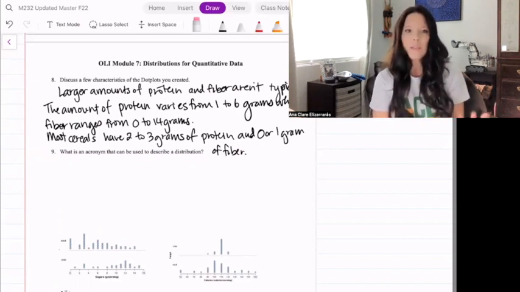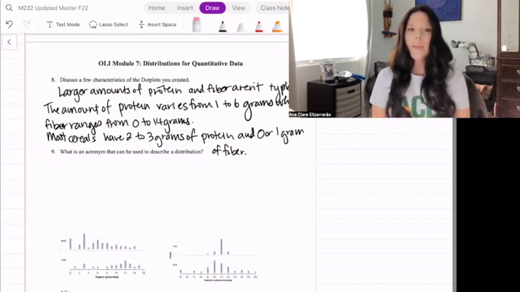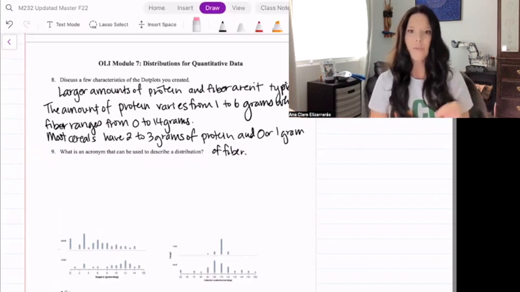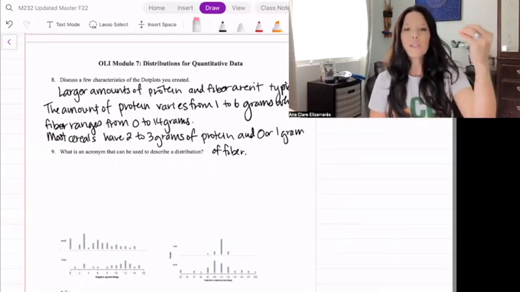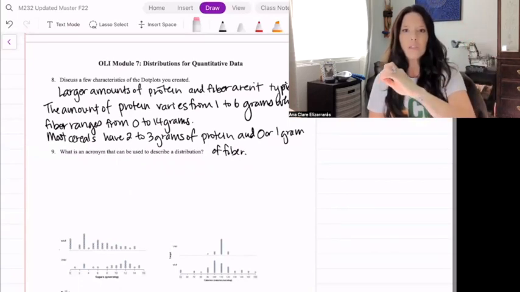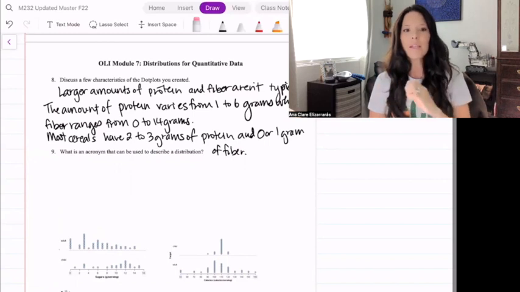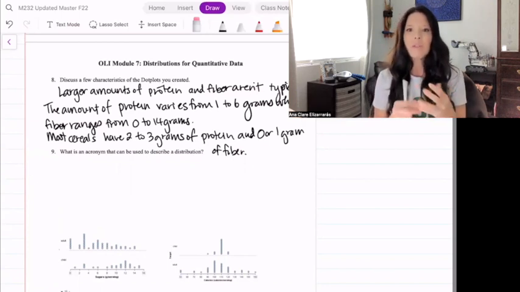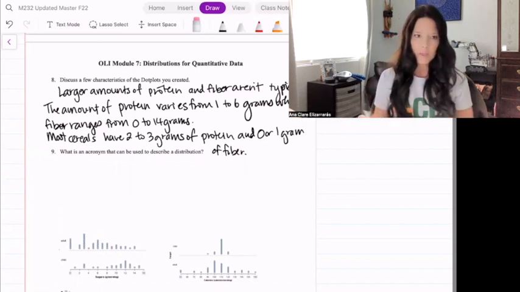What is it discussing? Now, the acronym that I like to use for describing a distribution is SUCS, S-U-C-S. Some books will use SOCS, S-O-C-S, where the O stands for outliers and the U stands for unusual features. I think that sometimes it's important to talk about unusual features in addition to outliers and gaps. So I like to use SUCS when I'm describing a distribution.